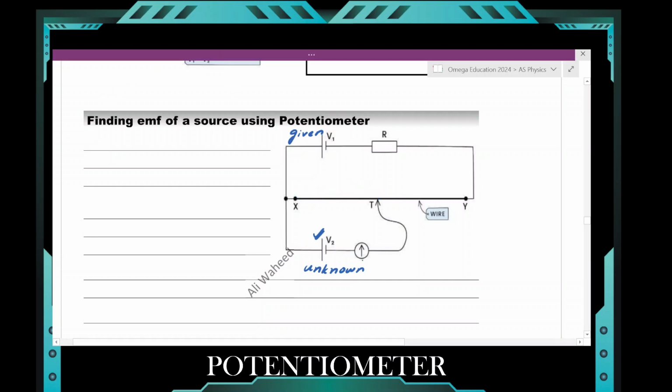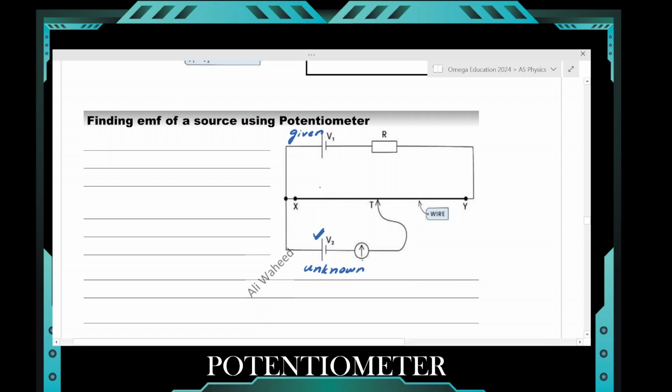Okay, let's say the voltage across XY is 5 volts and no current is flowing through the galvanometer at this position. If the movable pointer is placed over here and no current is flowing through the galvanometer, then that means the unknown battery is also of 5 volts. And that's pretty much it.